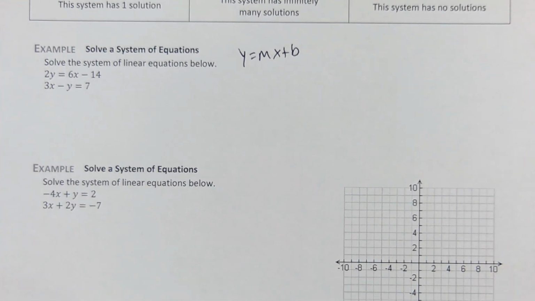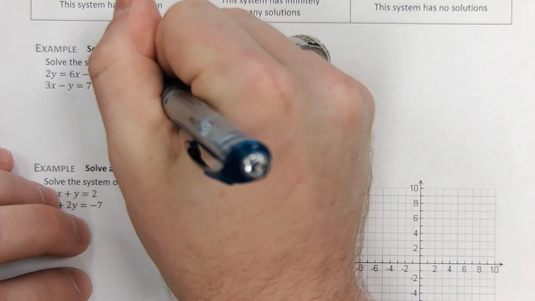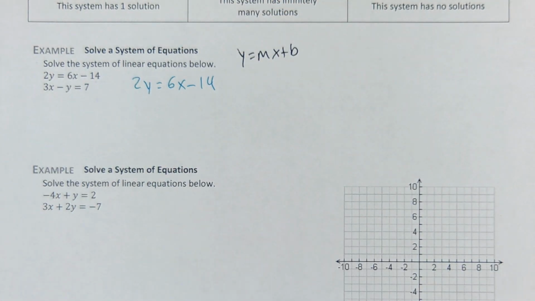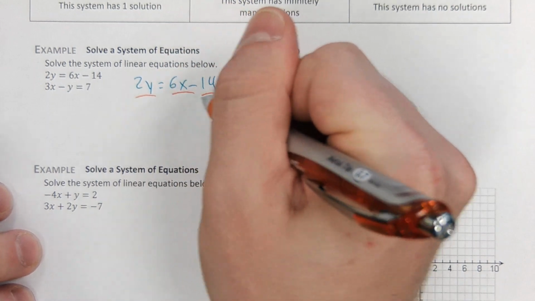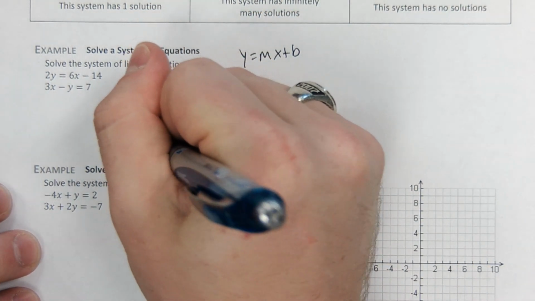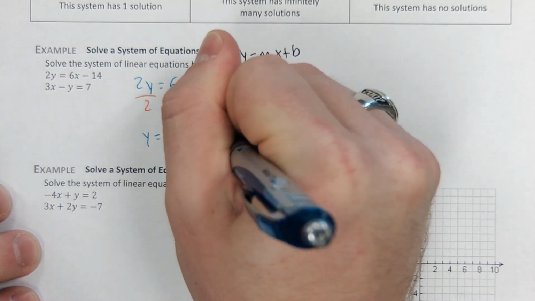Go Gators. All right, so that first equation, 2y equals 6x minus 14. I have to get that y alone. I need a volunteer. Someone tell me how to do it. Nick? Yep, we're going to divide everything by 2. Divide, divide, divide. And that'll do it for that one. It gets us to y equals 3x minus 7.